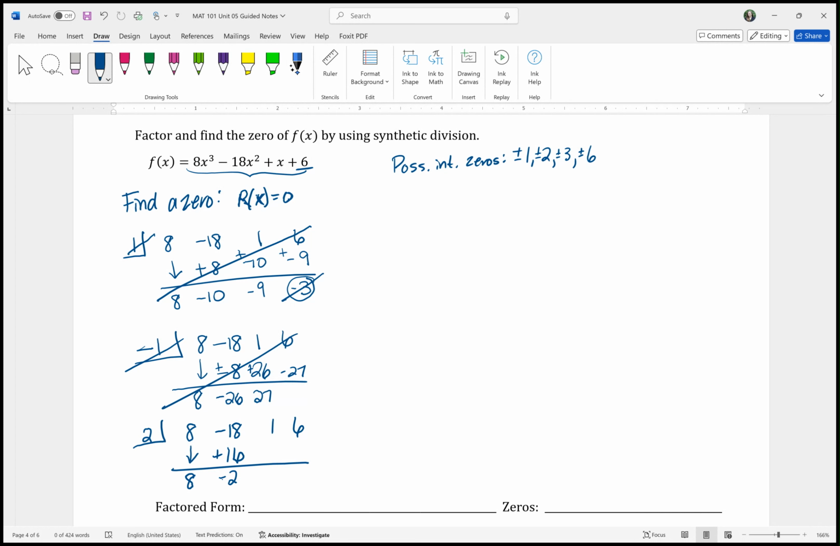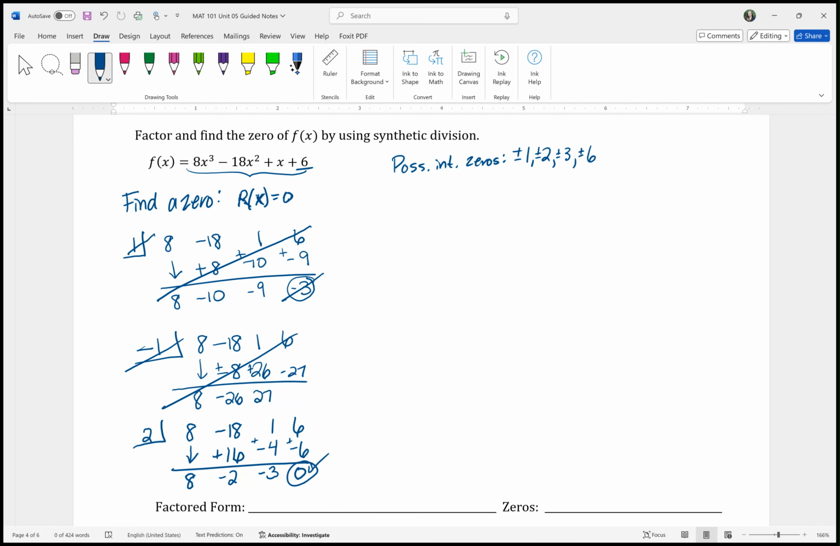Multiply, 2 times negative 2 is negative 4. Add, 1 plus negative 4 is negative 3. Multiply, 2 times negative 3 is negative 6. And add, 6 minus 6 is 0. All right, we got a remainder of 0. That's good. Okay, so that means we can stop doing synthetic division and write down what we know.